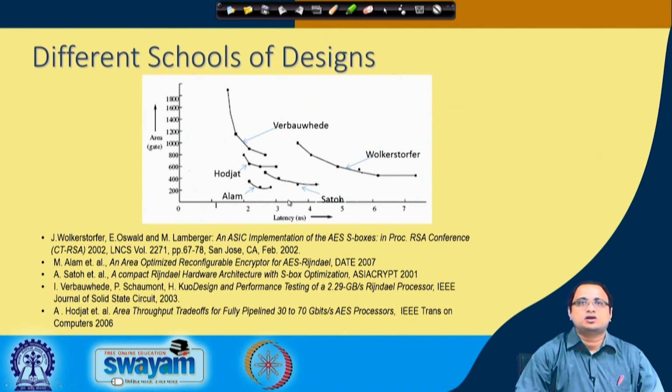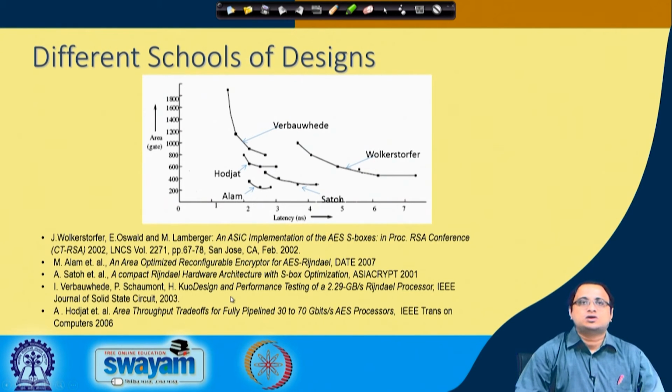For example, my focus may be only to make it very high speed, in which case I should be looking for designs which are in this part of the spectrum, whereas if I want a lightweight design, then I should be looking at this point of the spectrum, whereas if I want both, then I should be looking at these points of the spectrum, which nicely trade off both area as well as latency.